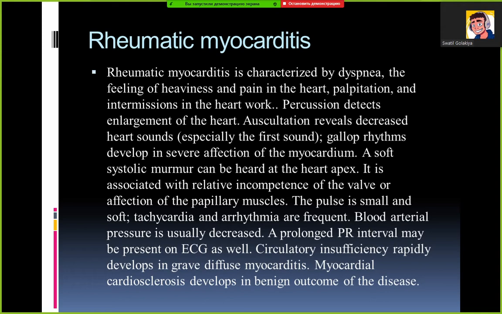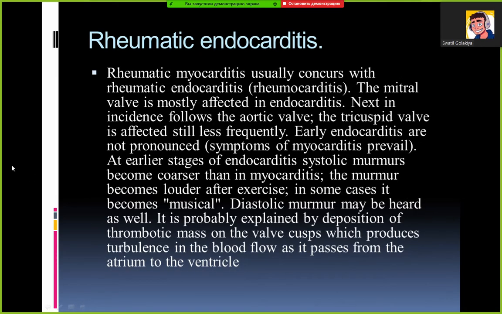Circulatory insufficiency rapidly develops in grave diffuse myocarditis, and myocardial cardiosclerosis develops in benign outcome of the disease. Rheumatic endocarditis. Rheumatic myocarditis usually concurs with rheumatic endocarditis, and it is called rheumocarditis.